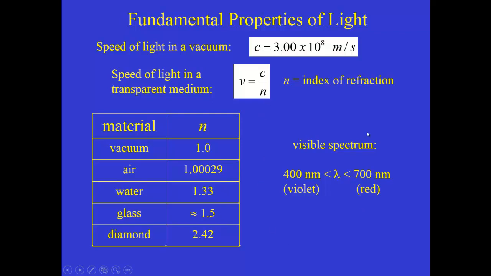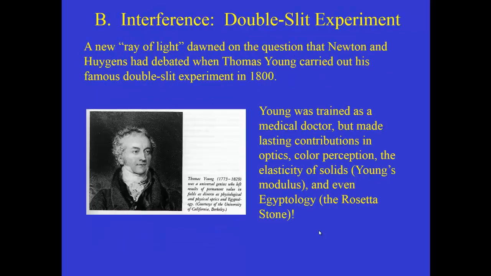The visible spectrum, by the way, the wavelengths of light that human eyes respond to, is roughly between the wavelengths of 400 nanometers and 700 nanometers. And a nano is 10 to the minus 9, so this is 400 times 10 to the minus 9 meters, or 4 times 10 to the minus 7 meters. So that's the visible spectrum, and you might have problems occasionally where you need to know these limits within the visible spectrum, so be aware of that.